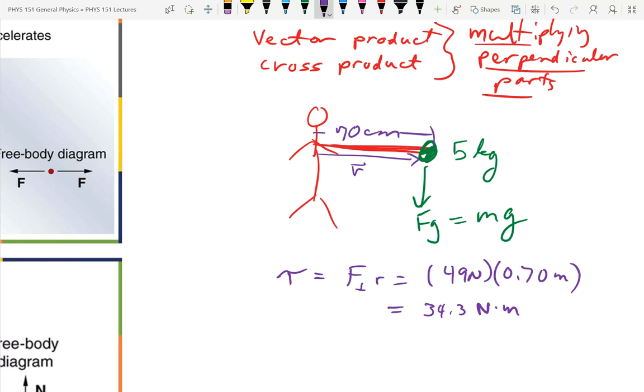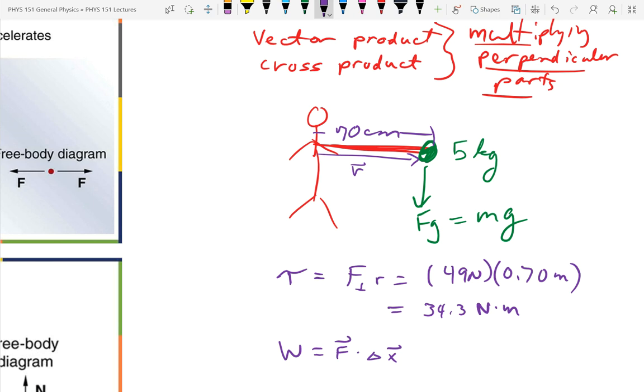What's the difference in torque and work? Work was equal to force dot distance. The dot product was the parallel portions. The cross product was the perpendicular. So they're both a force times distance, but the vectors, the directions, make all the difference between work and torque.